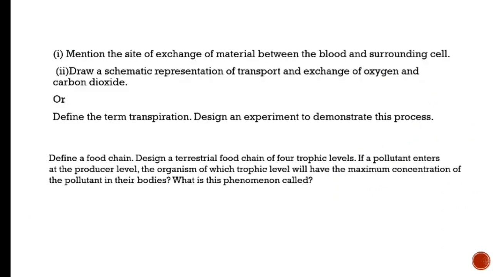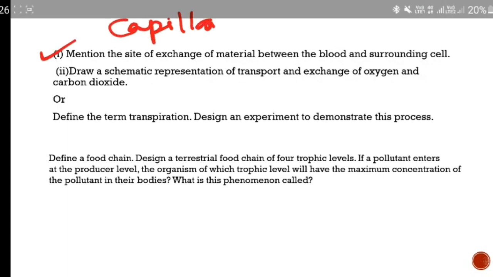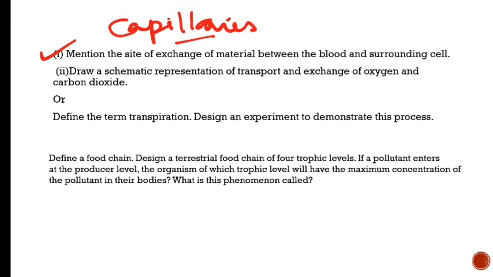Moving on, mention the site of exchange of material between the blood and the surrounding cells. So the place is capillaries. We have studied that capillaries are the junction where the exchange of all the materials takes place. Now, draw a schematic representation of transport and exchange of oxygen and carbon dioxide, or define the term respiration, and design an experiment to demonstrate this process. You can refer to the chapter Life Processes for both the questions.